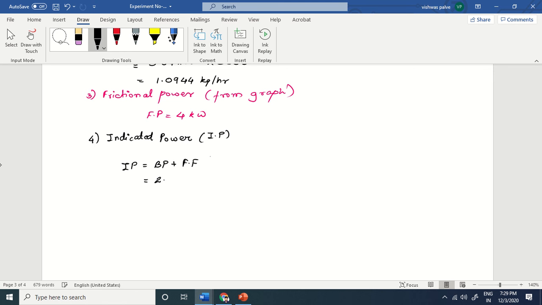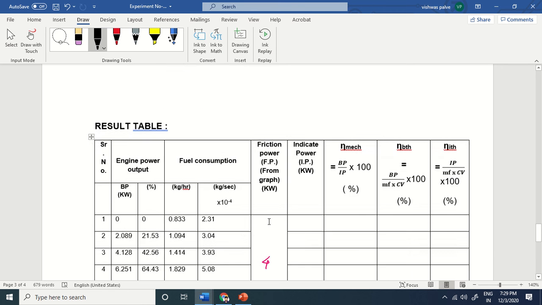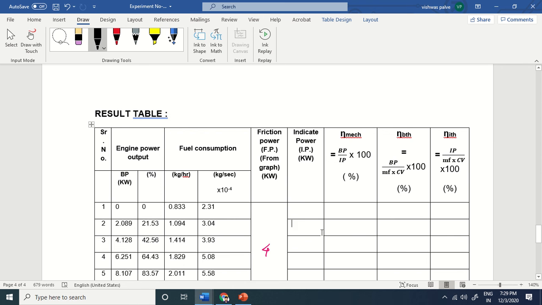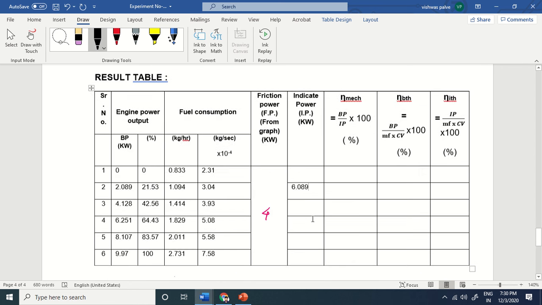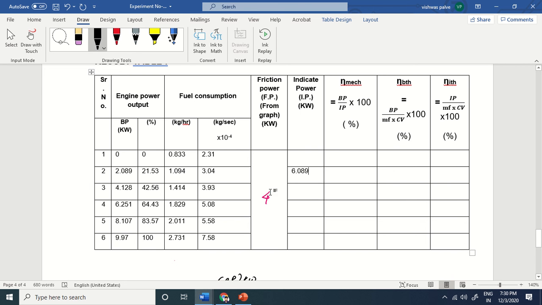So for the first reading, the brake power was 0 and the frictional power was 2.089, so our indicated power is 2.089. In this way we can calculate the indicated power for the second reading. So I can write here 6.089, and so on. You just have to add these two terms and write the result there. Here it can be written as 6.31.